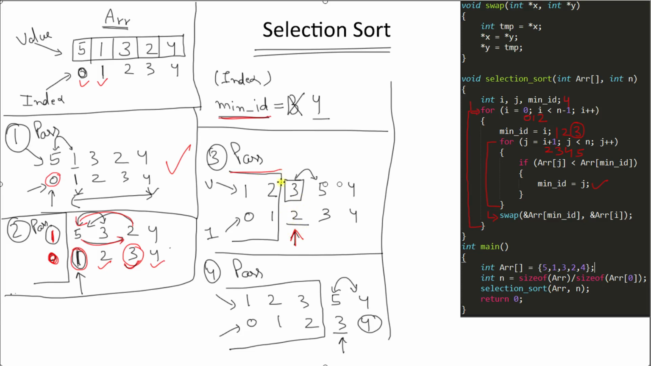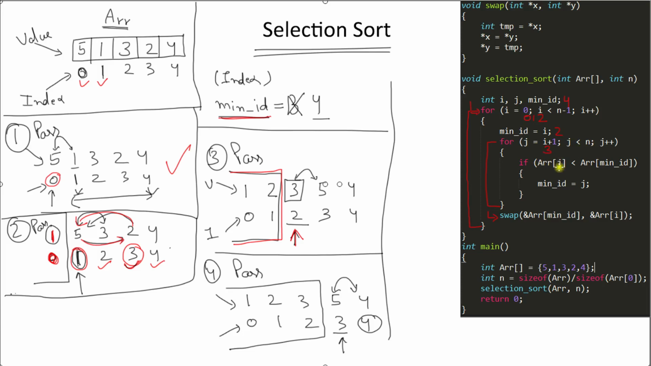Then we are pointing at this location, the second location. This much is already sorted. Don't miss this. So let's run for this as well. I will clear out some mess. So i is 2 now, pointing at this location, will come inside. Minimum ID will become 2. j will become 3. 3 is less than 5? Yes, it is. It will go inside this loop.